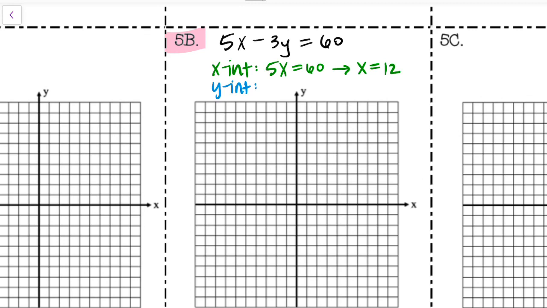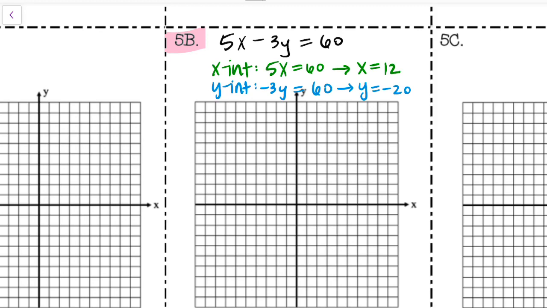Okay, to find our y-intercept, we cover up our x term. Don't forget the minus sign is attached with that 3, so that's important. So we have negative 3y equals 60. And dividing both sides by negative 3, we find that our y-intercept is negative 20.